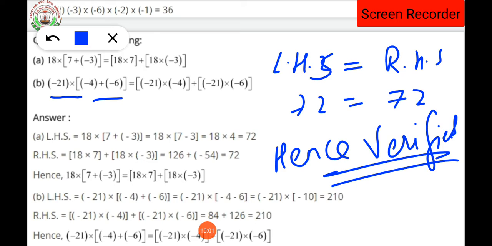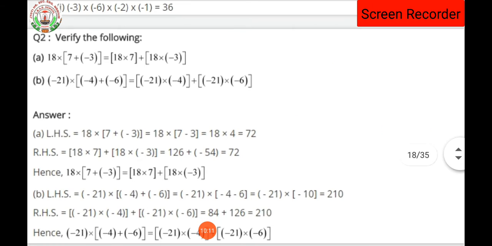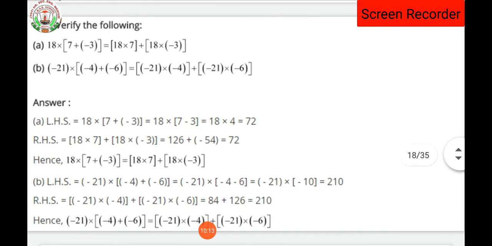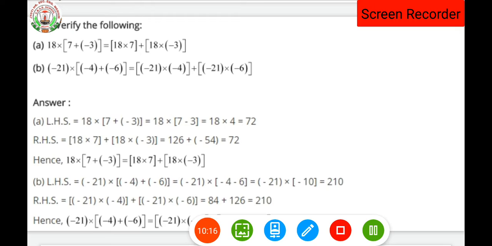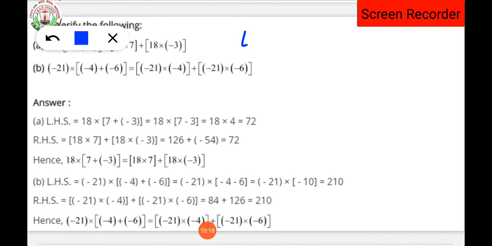And in the RHS part, minus 21 into minus 4, then plus minus 21 into minus 6, isn't it? So for that, we have to verify it again. While verifying, you have to verify the LHS and RHS parts separately. So LHS: minus 21 into minus 4 plus minus 6.